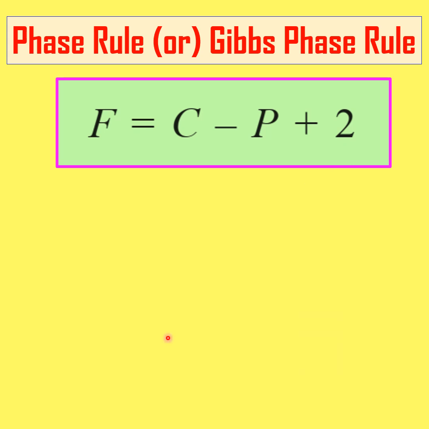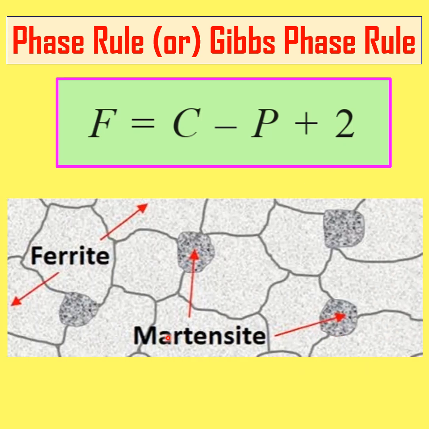So this is one example of a two-phase system. This is basically steel, which consists of ferrite phase and martensite phase. This is basically an example of a two-phase system. The dark region we call the martensite region, and the lighter region is called the ferrite region of the steel.